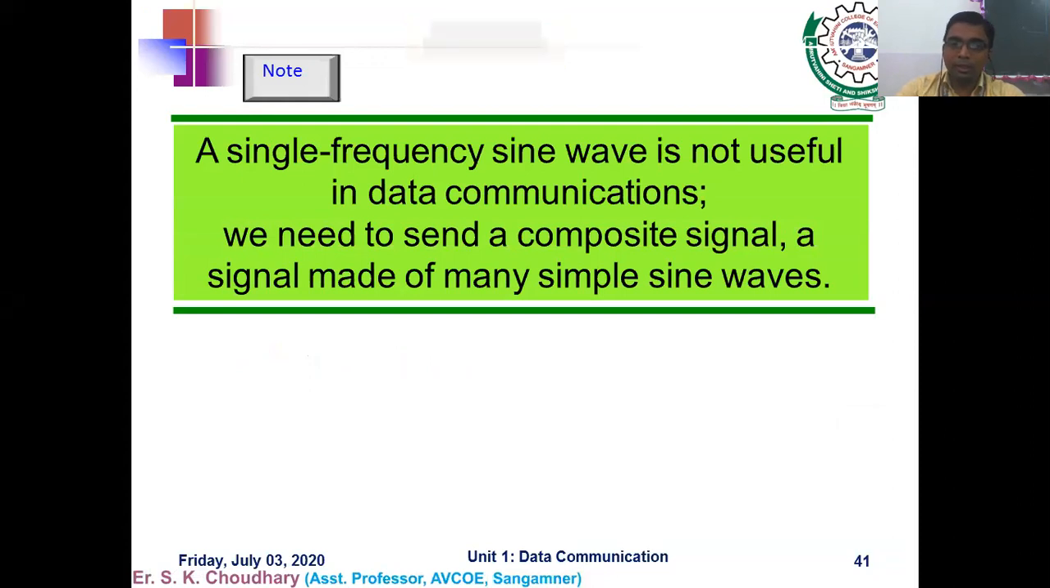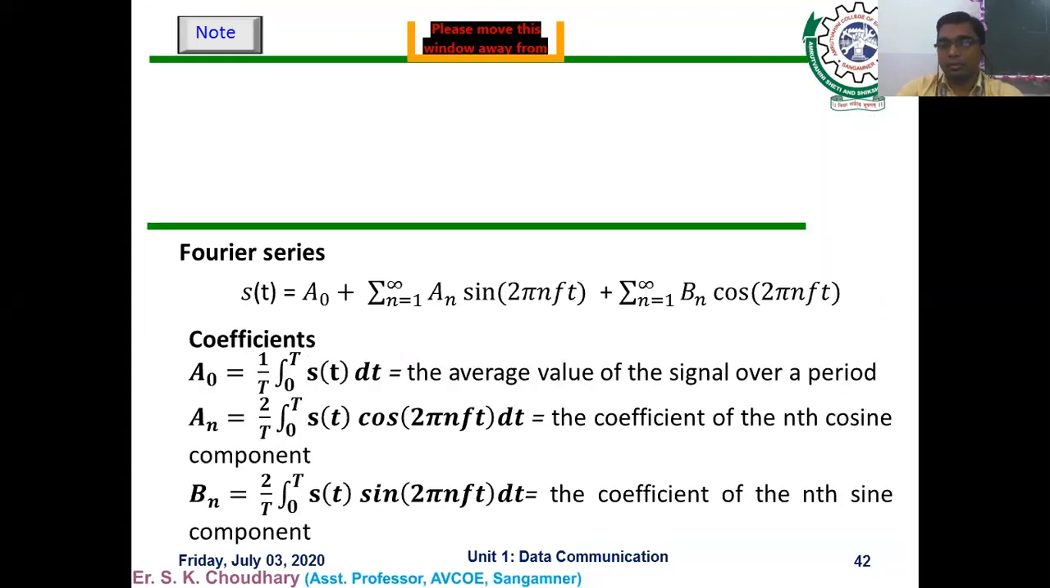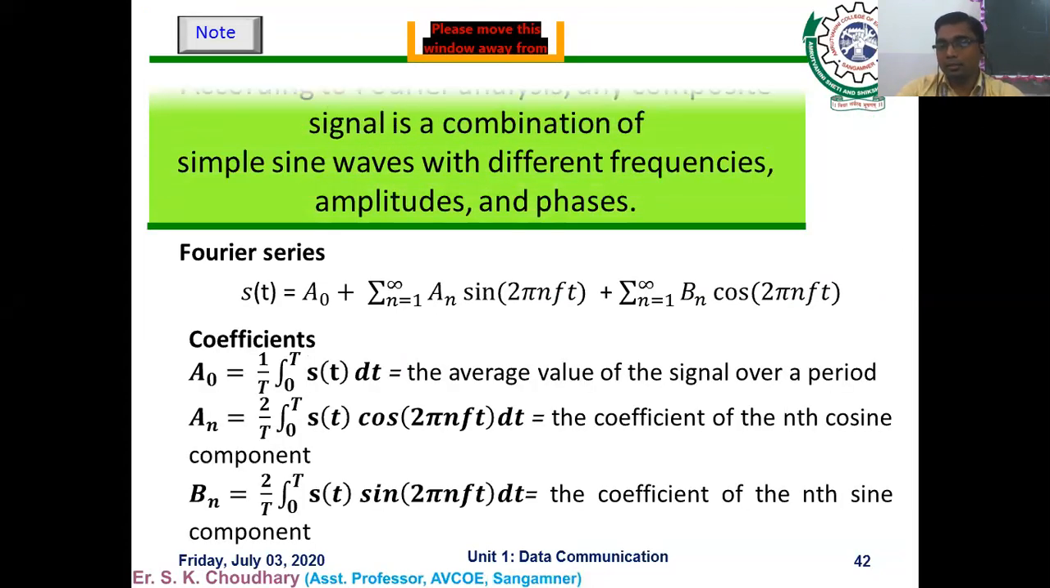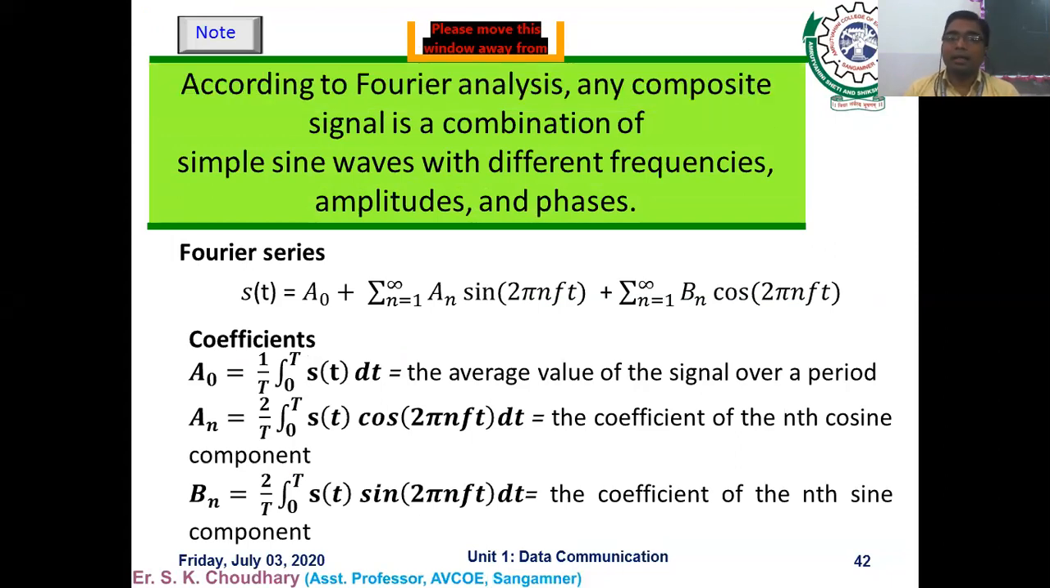What we have to note here is that a single frequency sine wave is not useful in data communication. We need to send a composite signal, a signal made of many simple sine waves. For the mathematical interpretation of a composite signal, we require Fourier analysis, because a composite signal is a combination of multiple sine waves with different frequencies, amplitudes and phases.